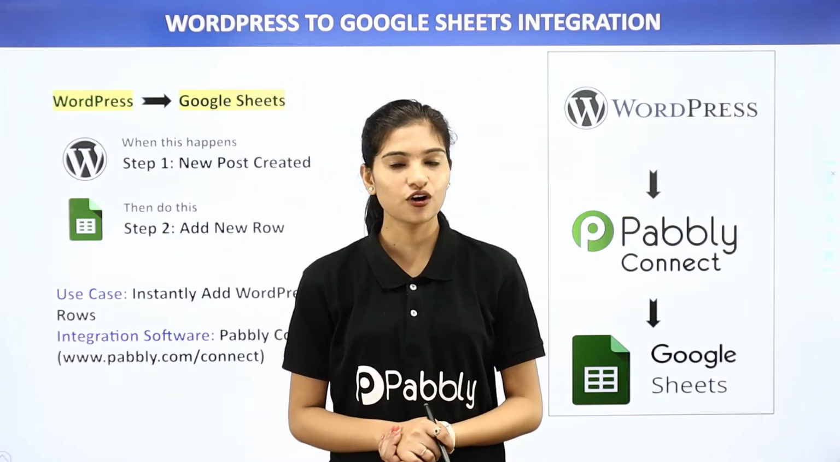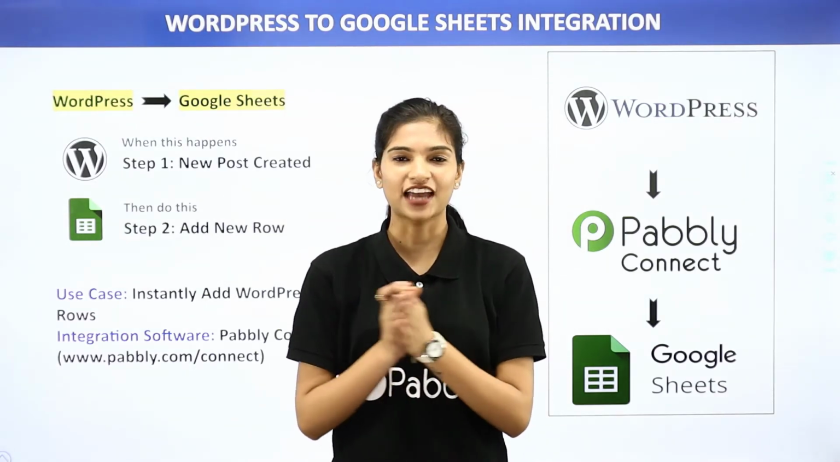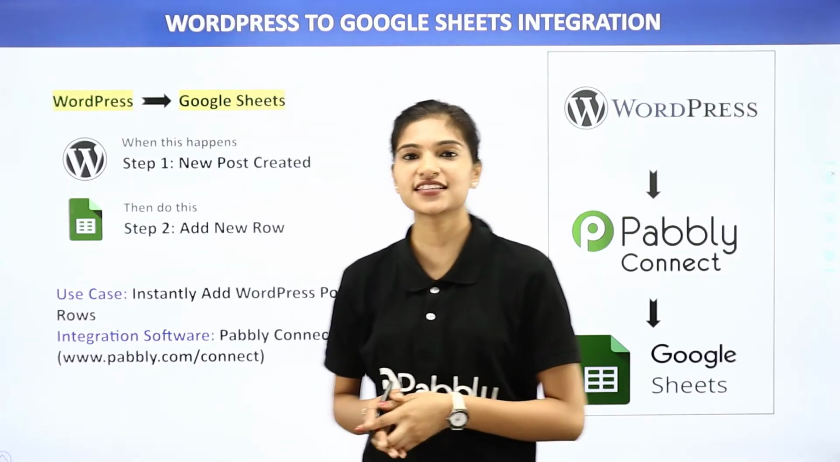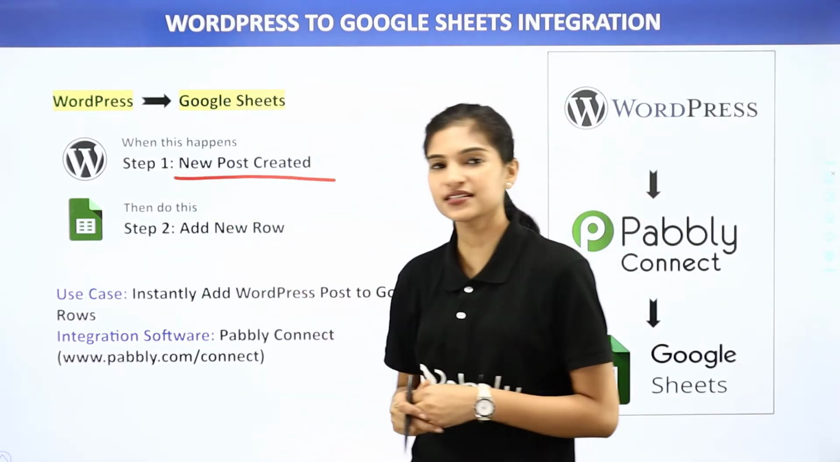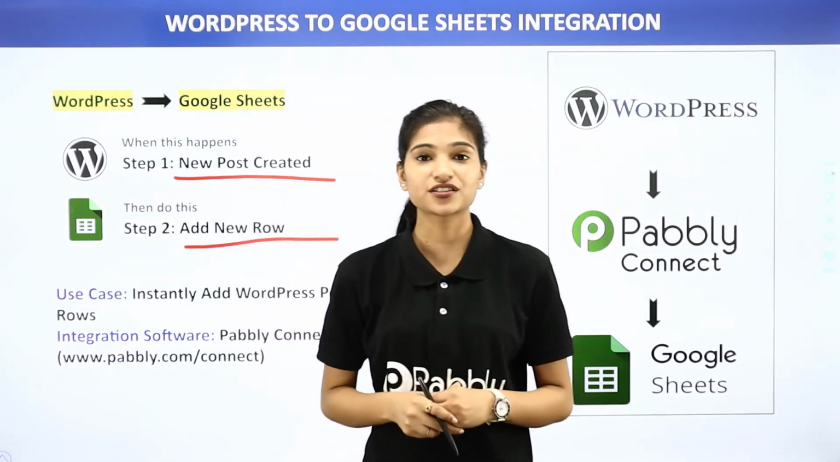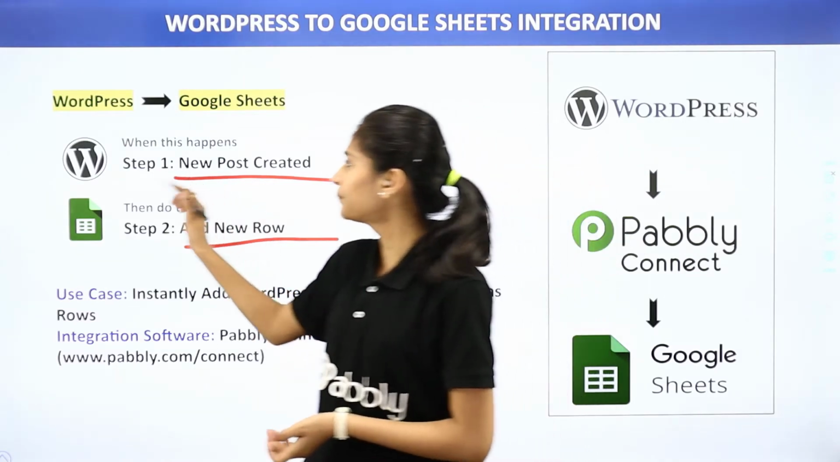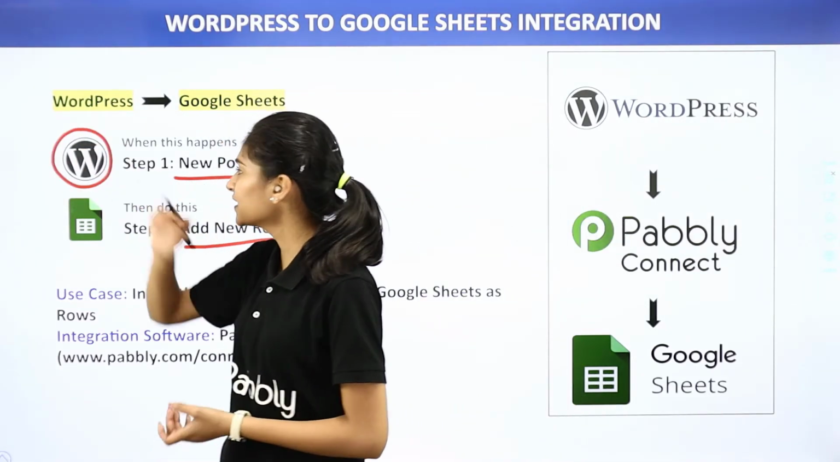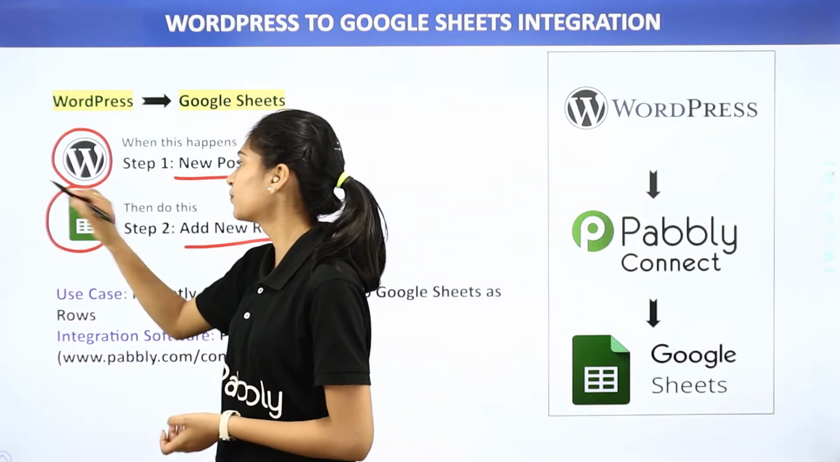Today in this video, we are going to integrate two software applications, WordPress and Google Sheets. So the use case here is, whenever a new post is created in WordPress, automatically add a new row in Google Sheets. Now let us know what these two software applications are all about. So WordPress helps you to create websites and blogs, whereas Google Sheet is an online spreadsheet program.